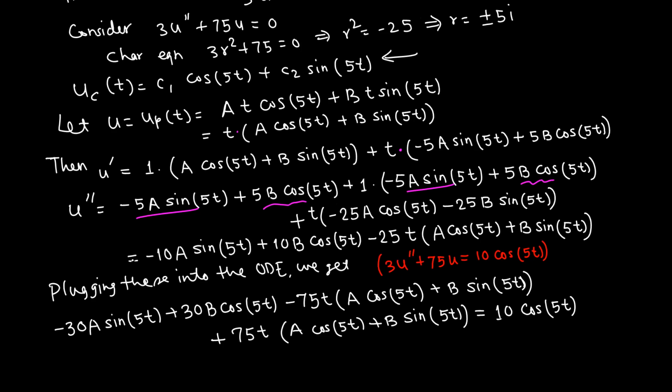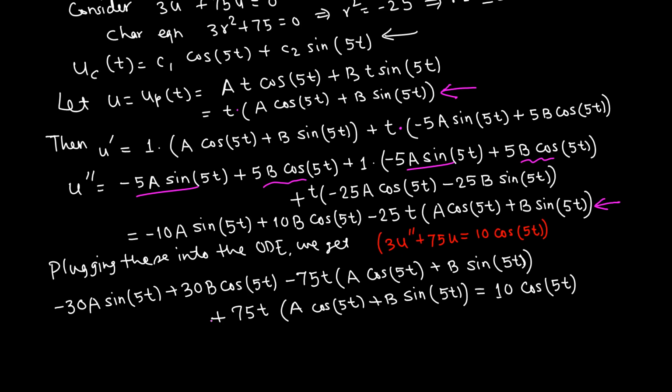So we multiply this u double prime, this whole thing, by 3, plus multiply u by 75. So this is 3u double prime plus 75u equals, right hand side is 10 cosine 5t. Now let's simplify the left hand side. As you can see, this negative 75t term and this one are the same, so they cancel. So we are just left with this equals 10 cosine 5t, and there is no sine 5t term.